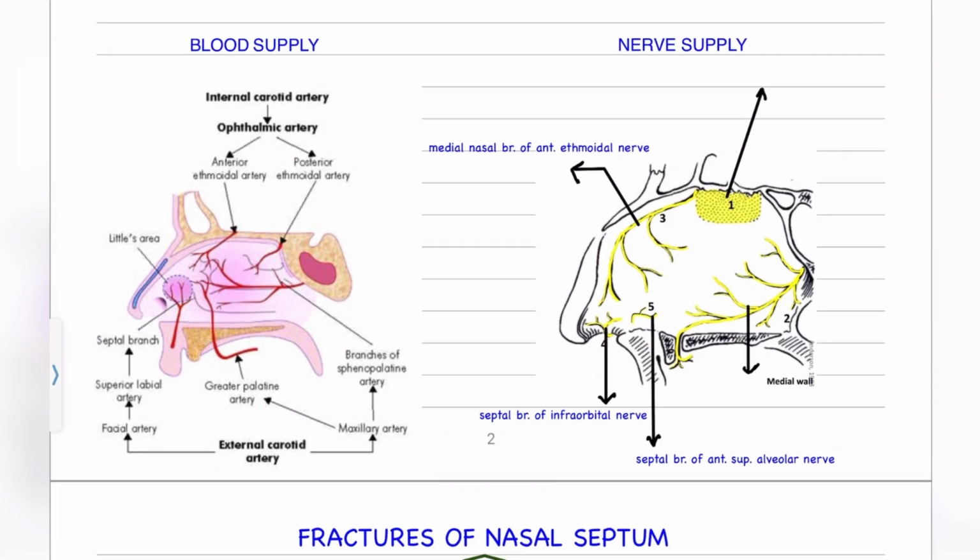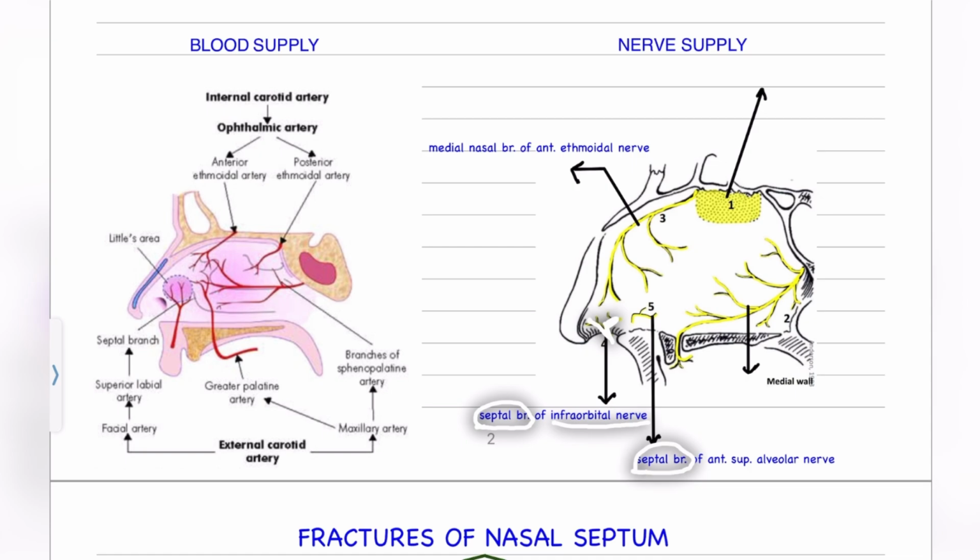So in the nerve supply in the nasal septum we have 5 nerves. First let's talk about the difficult names. So first we have the medial nasal branch of what? Anterior ethmoidal nerve. All right, medial nasal branch of anterior ethmoidal nerve coming from above. And next one is the septal branch of what? Infraorbital nerve coming from beneath.